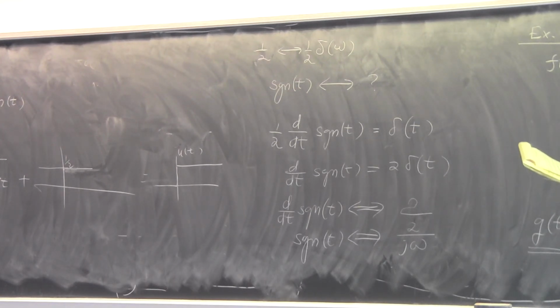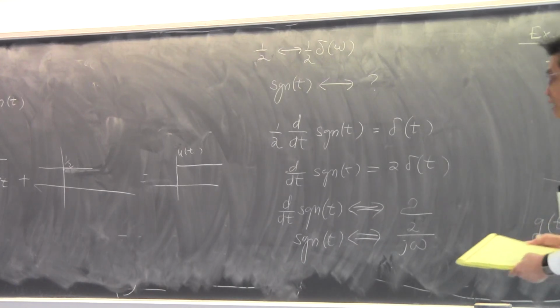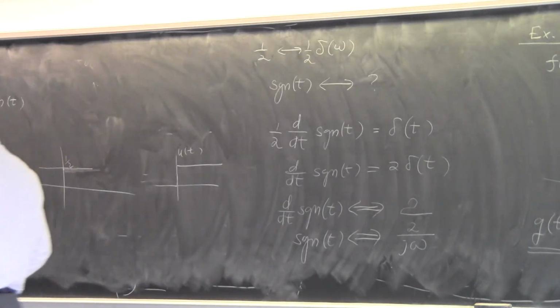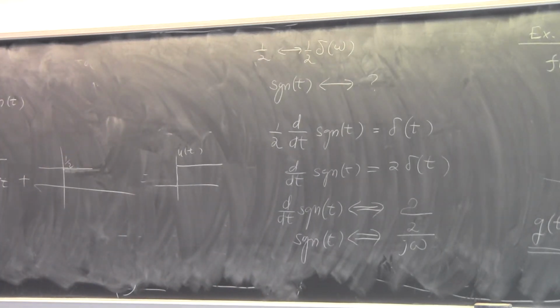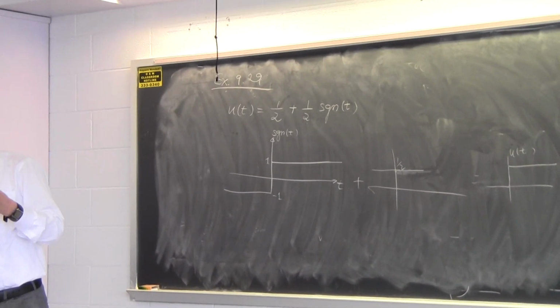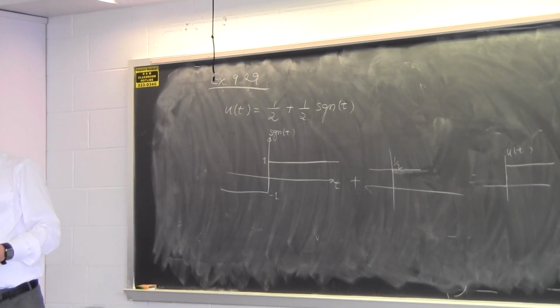Okay? I think this is the gist of this example 9.29. Are there any questions? I cannot go over all the examples in this section, but you can read them yourself. Okay, next time we will see how the sampling theorem comes about, how you can convert an analog signal to a digital signal. And that is the power of a cell phone. Okay?